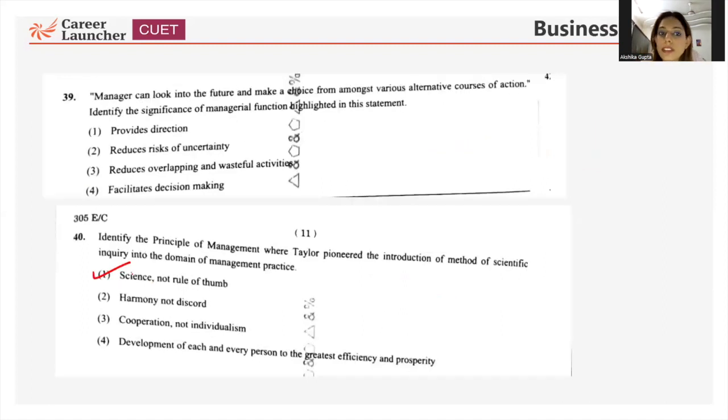Then managers can look into the future and make a choice from among the various alternative courses of action, that is, it facilitates decision making. We have lots of ways by which we can achieve this target, but we have to analyze each one of them and then select the one best way from it. Then identify the principle of management where Taylor pioneered the introduction of the method of scientific inquiry. He says no decision or method of production should be based on the intuition of the manager. You have to include science while making any decision. It has to be scientific, not full of thought.